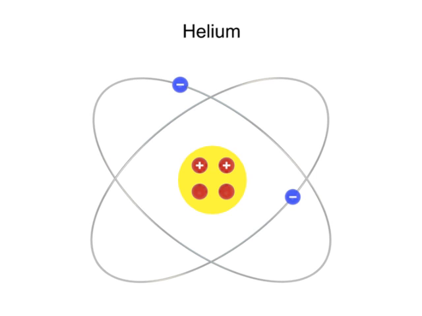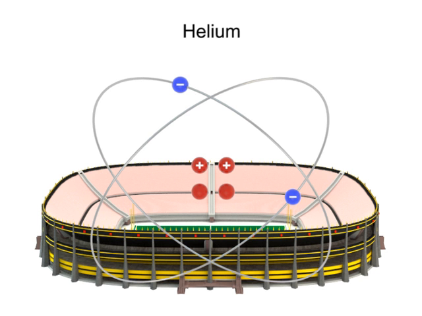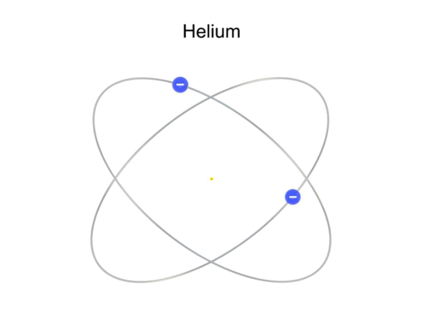The nucleus is relatively small in relationship to the rest of the atom. In fact, if an atom were the size of a football stadium, the nucleus would only be as big as a pea. The remainder of the atom's volume is made up of shells with electrons orbiting around the nucleus.